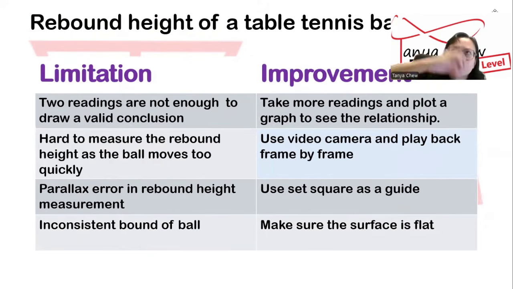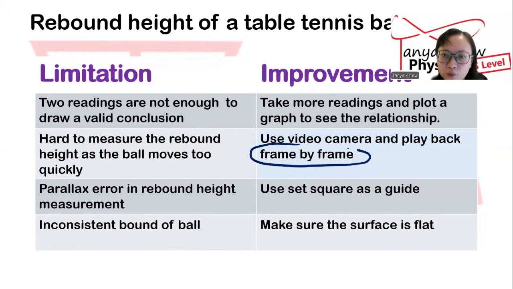And since this is about the rebound height of a table tennis ball, it is really hard to measure the rebound height as the ball moves too quickly. So all you need to do is maybe use the video camera from the lab, record the video, and play it back frame by frame. This is a very important word to be used. You cannot just say play back, but you have to play back frame by frame.